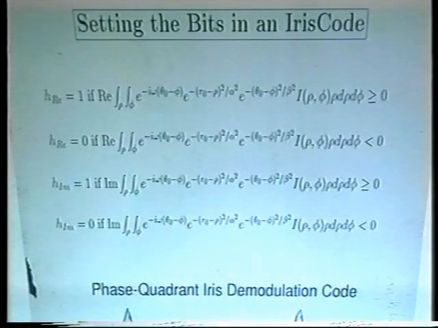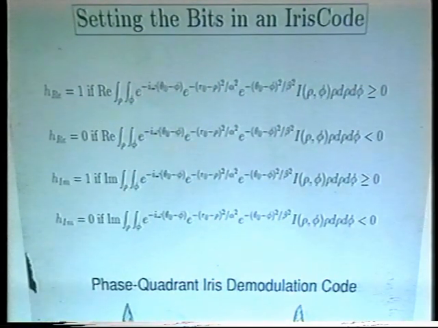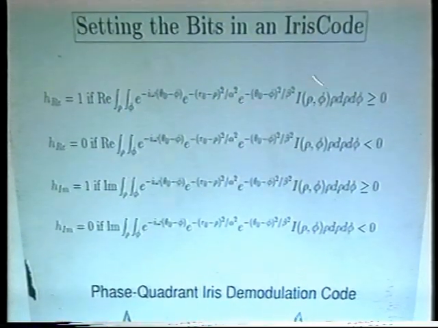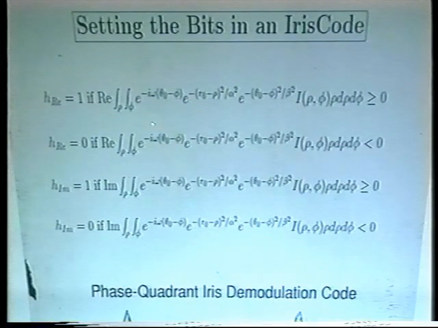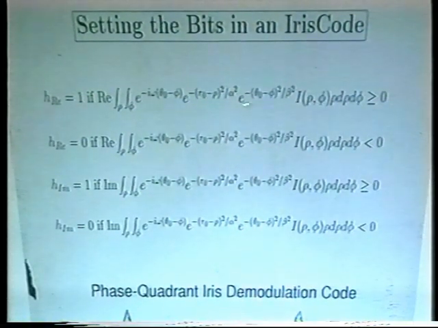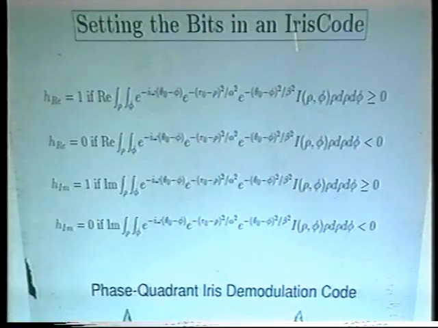Let me just take you through the integral operations. Bits are set based on whether the real or the imaginary parts of this expression, this operator, are positive or negative. So ultimately, we're looking for a simple sign value. We take a projection of the image onto a Gabor wavelet, which, as you can see, is a complex exponential representing a Fourier component localized with a bivariate Gaussian in polar coordinates, r theta, corresponding to position on the iris. So it's just an inner product projection of the image structure onto this operator, and we ask about the sign of the real and the imaginary part.